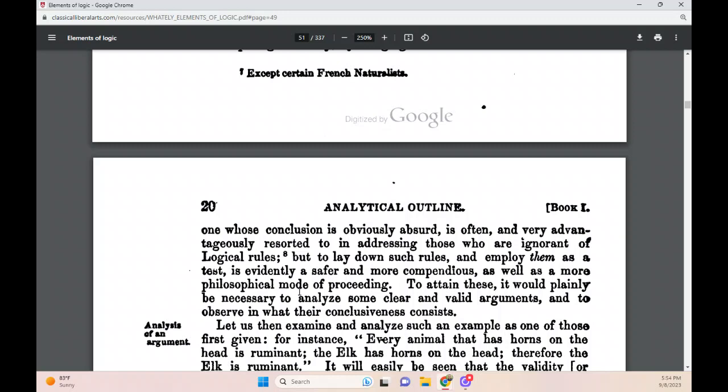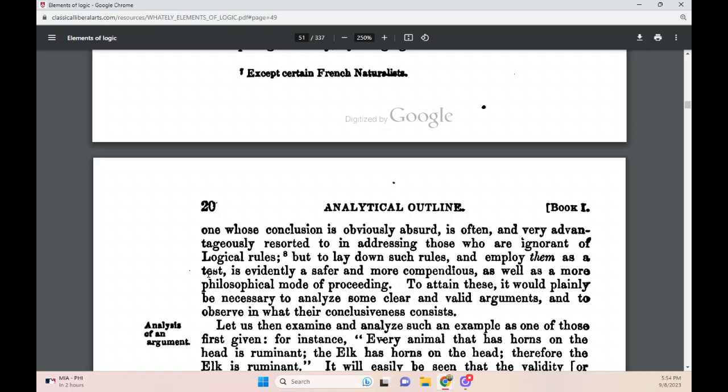To attain these, it would plainly be necessary to analyze some clear and valid arguments and to observe in what their conclusiveness consists. So you may have heard it said that the way that you can tell if money is fake money is by getting to know real money. If you get to know real money, you'll be able to identify fake money because you'll be familiar enough with the real money to recognize that the fake money is fake.